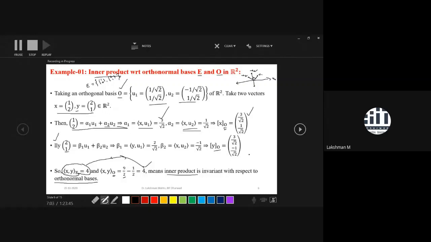I won't talk about that thing here. It is beyond this course. So here you have already seen that inner product is invariant with respect to orthogonal basis. In this module we will study one concept: whatever non-standard basis you are taking, you can always transform that non-standard basis into an orthogonal basis, and that concept we call the Gram-Schmidt orthogonalization process. Those things we will study in detail in this module.